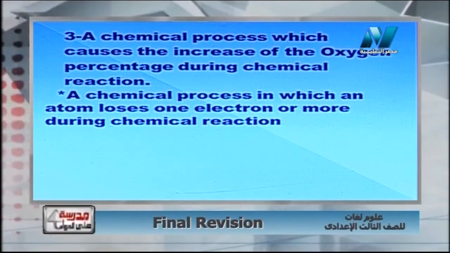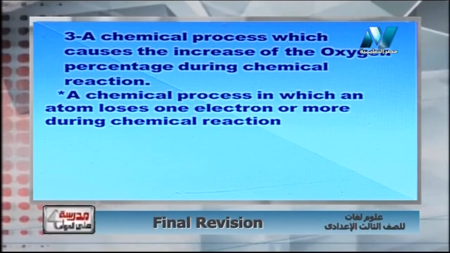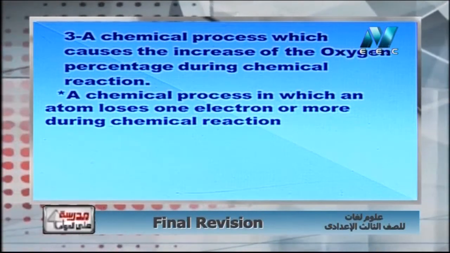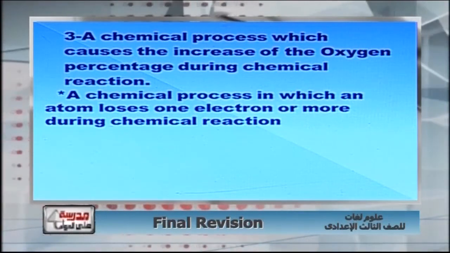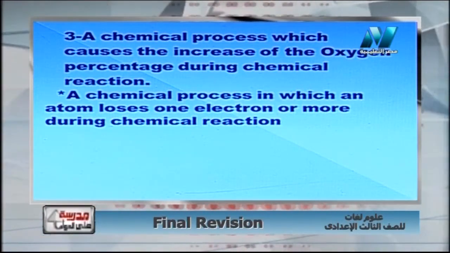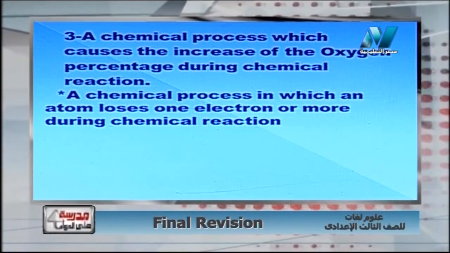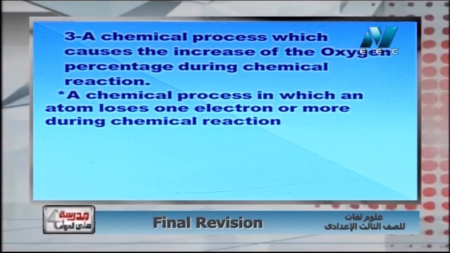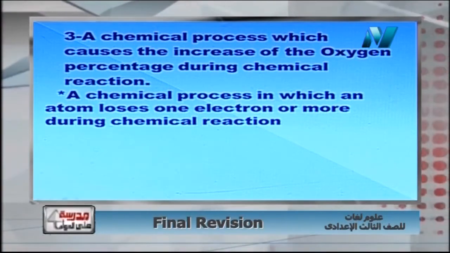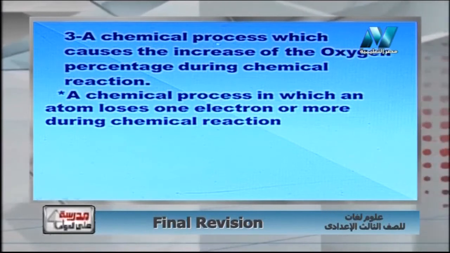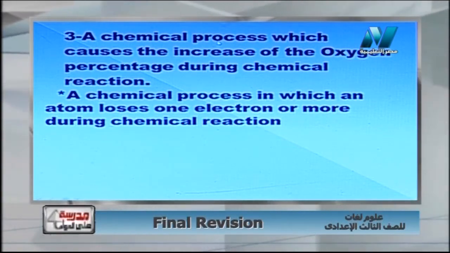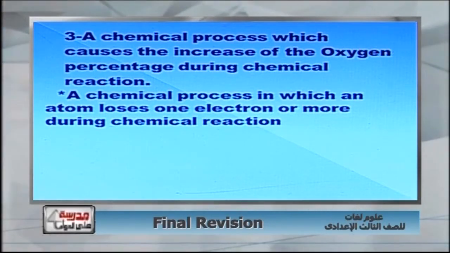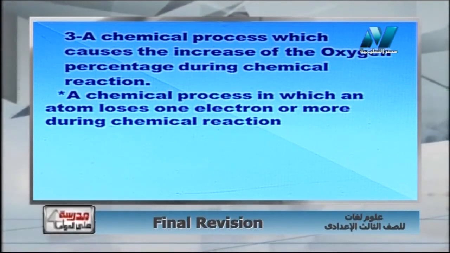Chemical process causes increase of oxygen percent during chemical reaction, or we can ask in another way, chemical process in which an atom loses one electron or more during chemical reaction. First, you have to read the scientific term carefully, and we see that he needs a process, not the agent, because most students mix up the process and the agent. He needs oxidizing agent or oxidation process. He needs reducing agent or reducing.